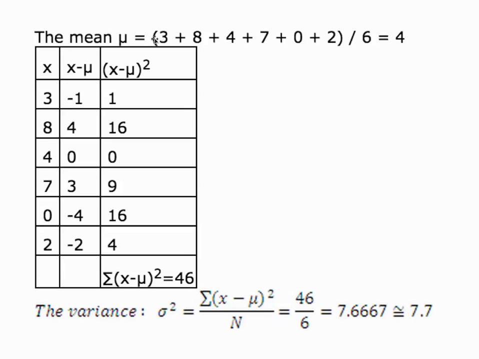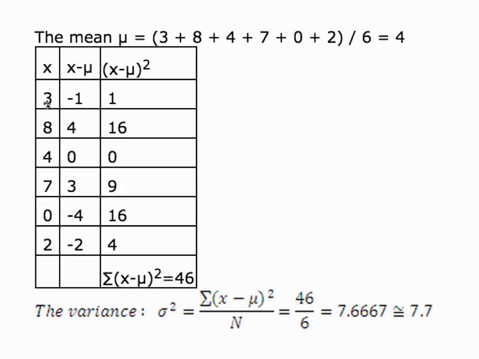In our example, we get the average first, where we add all the values and then divide by 6, which is how many they are. And in this case, the mu, the average, the mean is 4. And then we get the distance between every value and the mean. So here are all the values, and here is every value subtracting the mean.